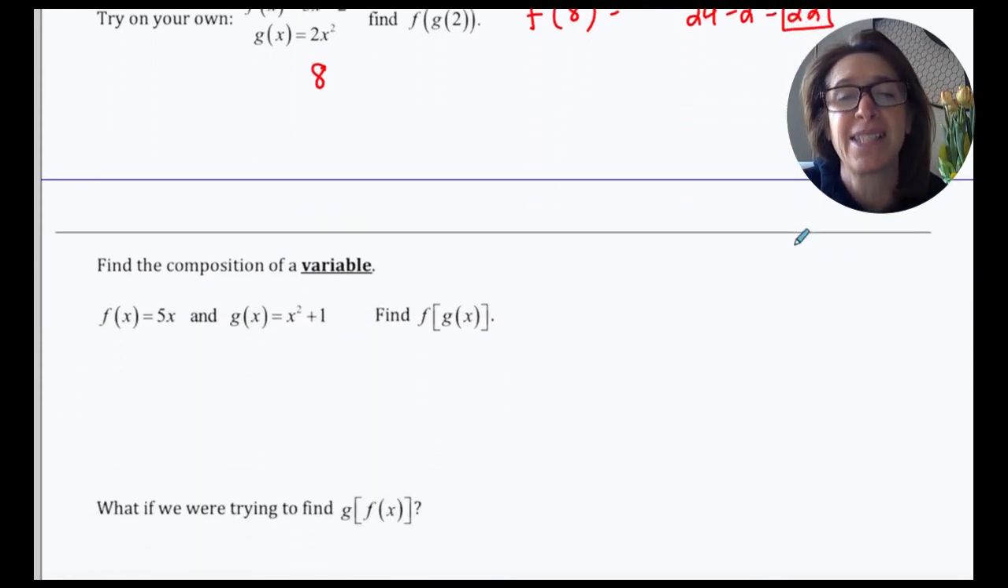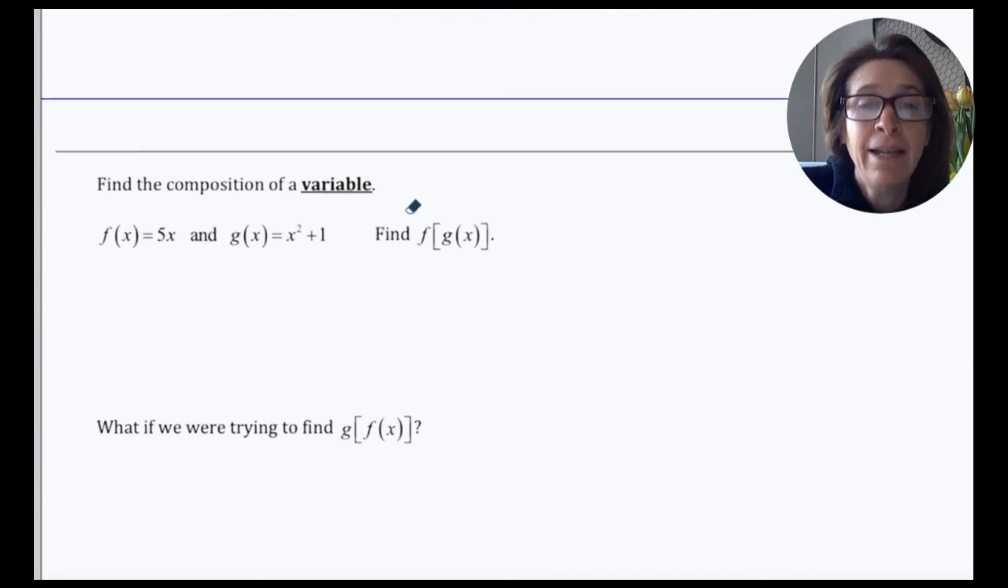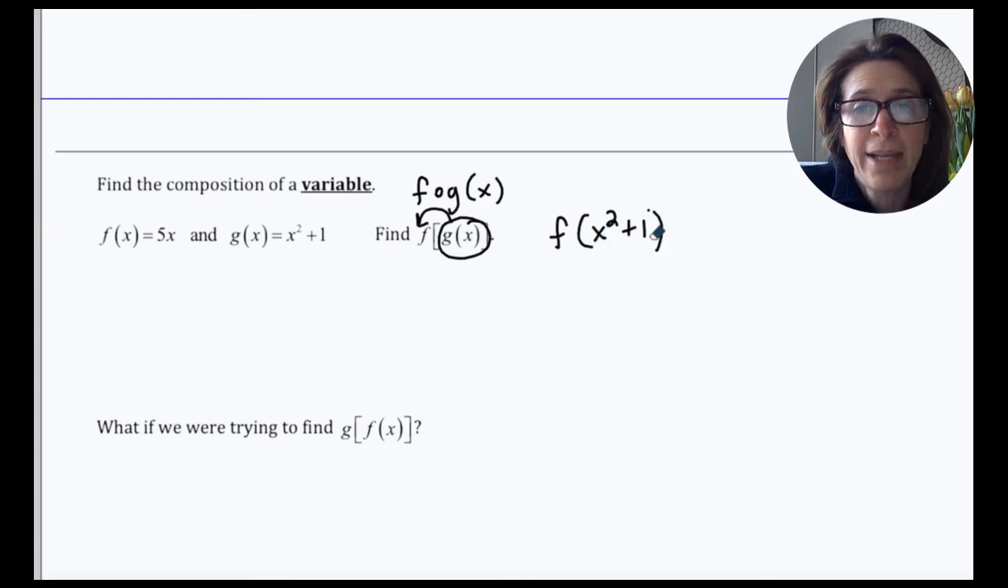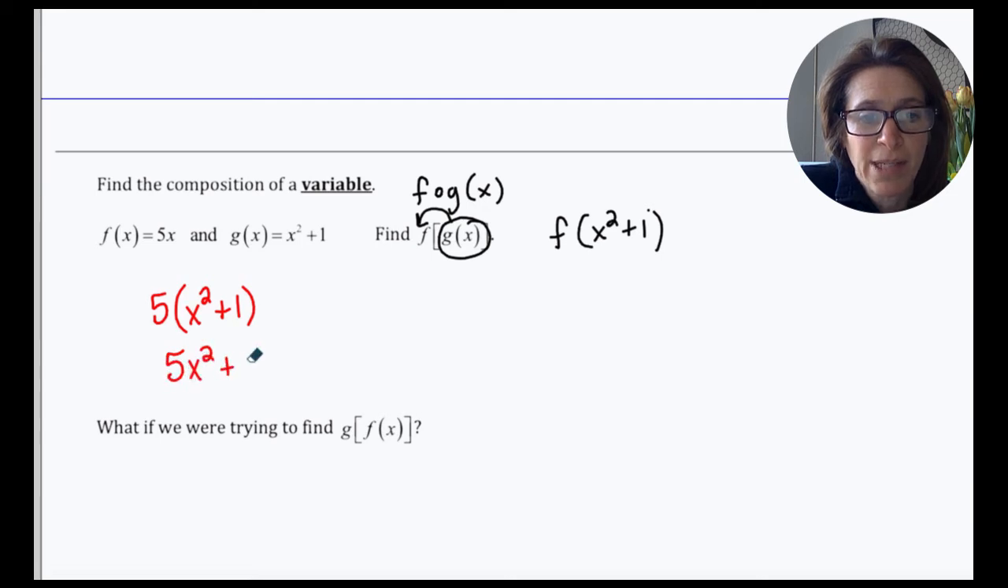But when it's a variable, it does get tricky. So we can actually compose functions using variables. So if I wanted to find f of g of x, remember I could write it like that. That means take the g of x function and plug it into the f function. So I'm going to take f at x squared plus 1. Okay, so I'm just going to plug that in to f. So that would be 5 times x squared plus 1. I would simplify, getting 5x squared plus 5.